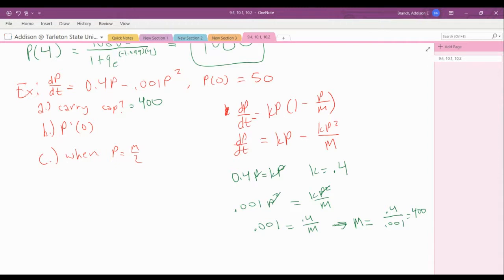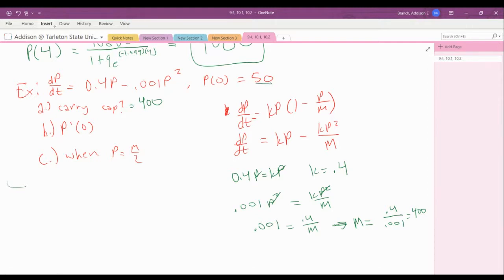So we have our initial growth rate. So we know P prime of 0. What they're wanting to know is, what is our growth rate at our initial population? They tell us that our initial population is 50.